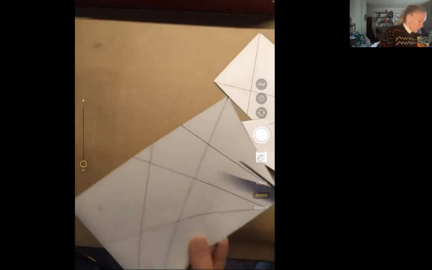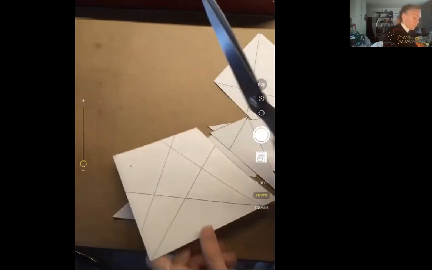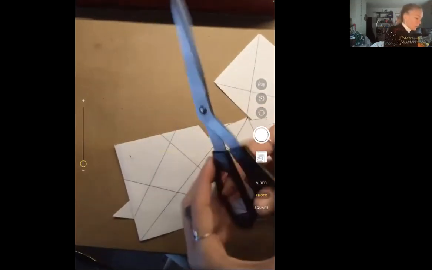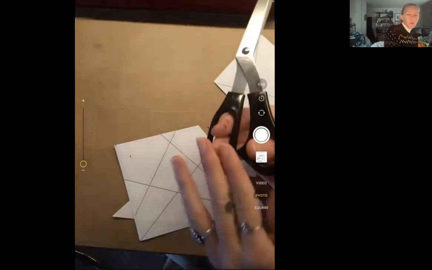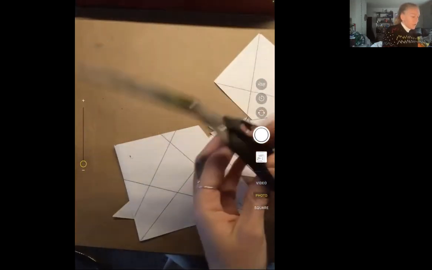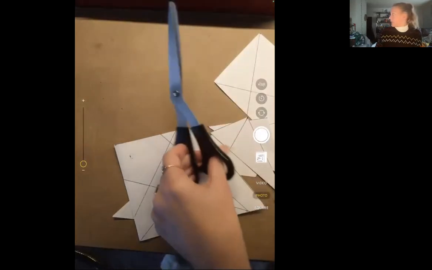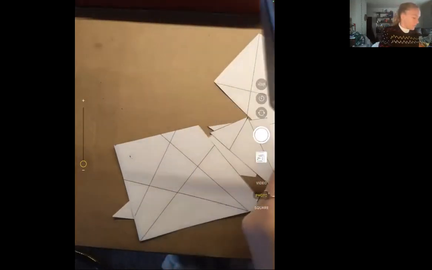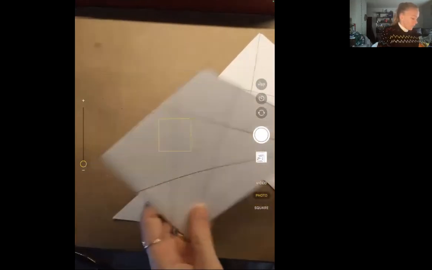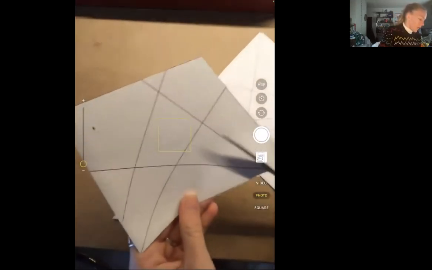So what you should be doing is cutting out your triangles the best you can. Remember that our thumb goes through the smaller hole and your fingers go through the bigger hole. If you're left-handed, hopefully you have left-handed scissors because it might be a little bit different from the right-handed ones. I'm going to be cutting on my line.